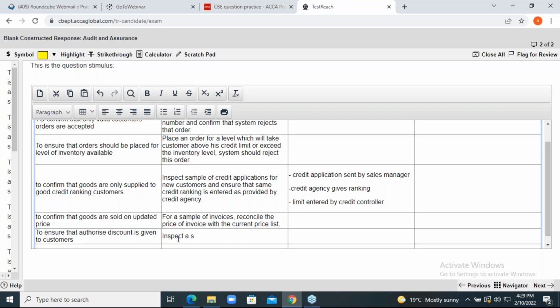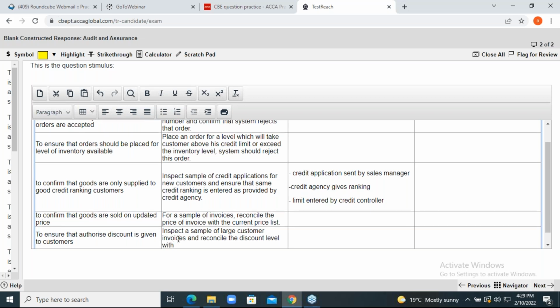Inspect a sample of large customer invoices and tally them and reconcile the discount level with the customer master file.